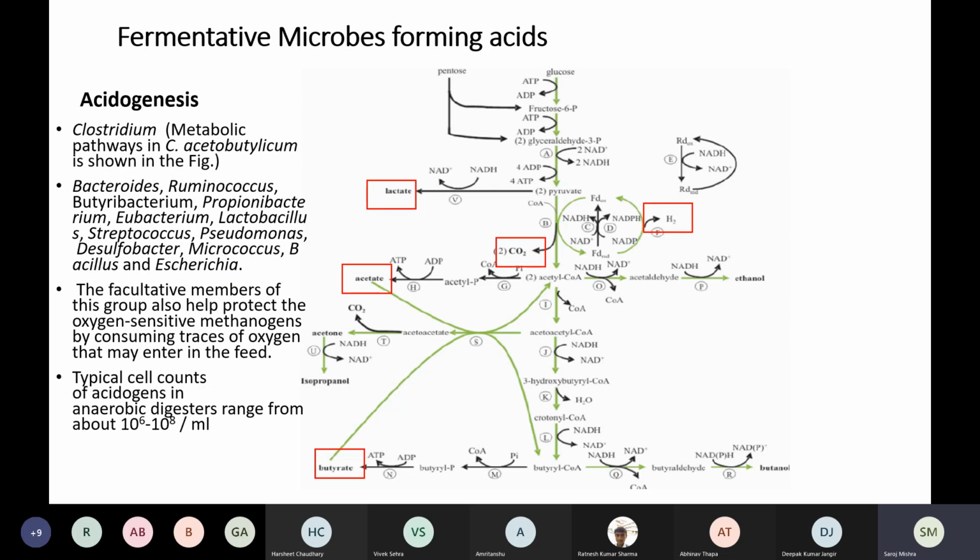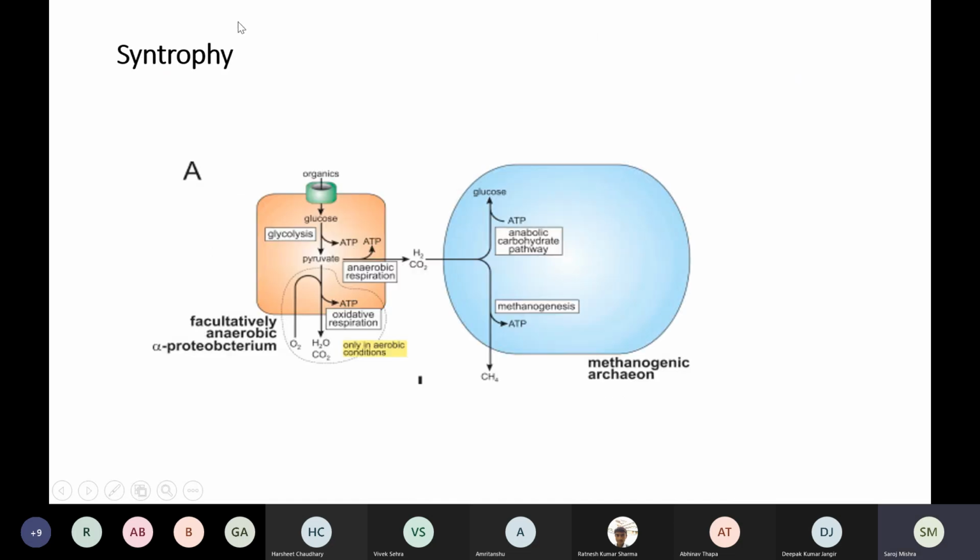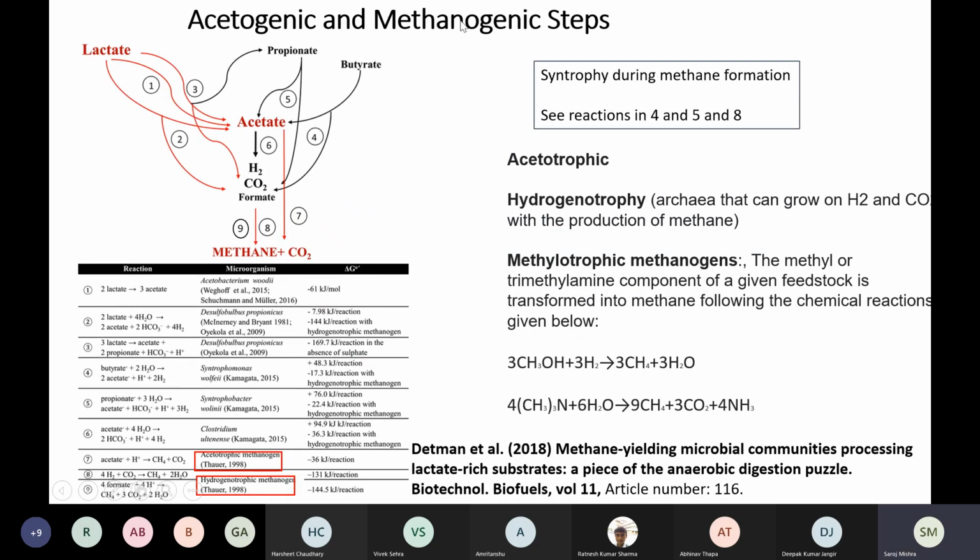So the last slide was the biochemistry of acid formation. And here we are looking at the biochemistry of acetate formation and methane formation. Genic means production. So production of acetic acid and production of methane.